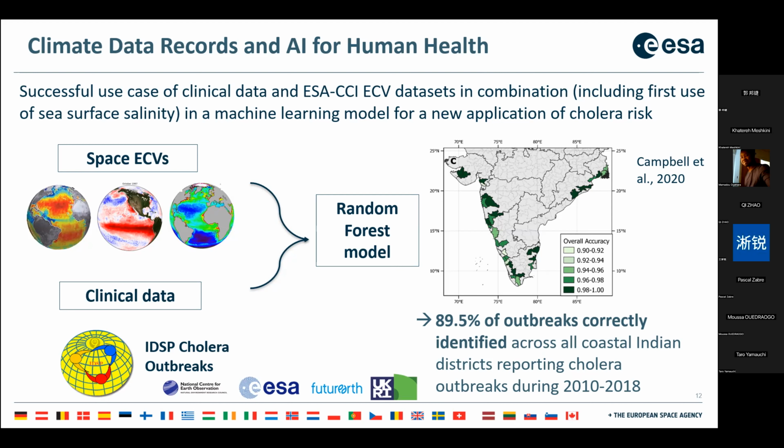And this algorithm was able to correctly identify about 90% of cholera outbreaks. It is a very good example of how a long-term climate data record based on satellite Earth observation can be used in relation with human health.